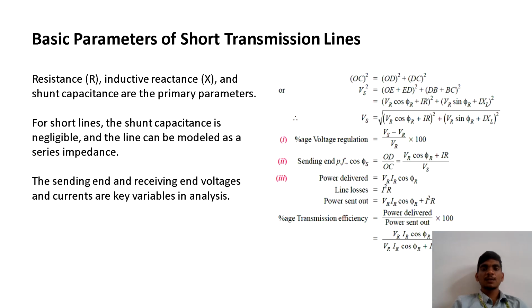Basic parameters of short transmission lines. Resistance R, inductive reactance X and shunt capacitance are the primary parameters. For short lines, the shunt capacitance is negligible and the line can be modeled as a series impedance. The sending and receiving end voltages and currents are key variables in analysis.